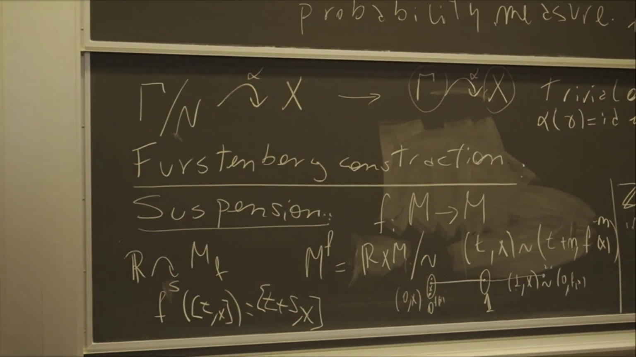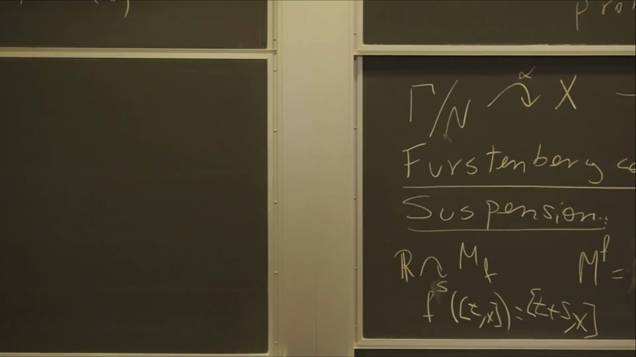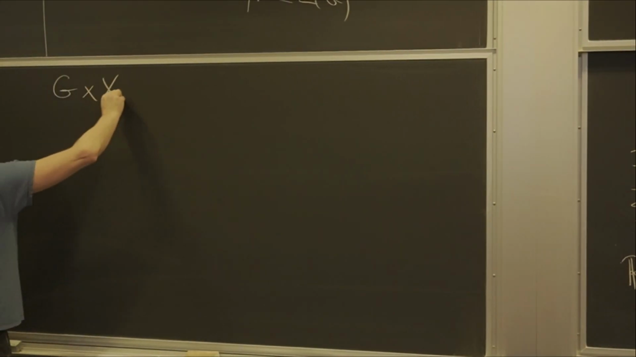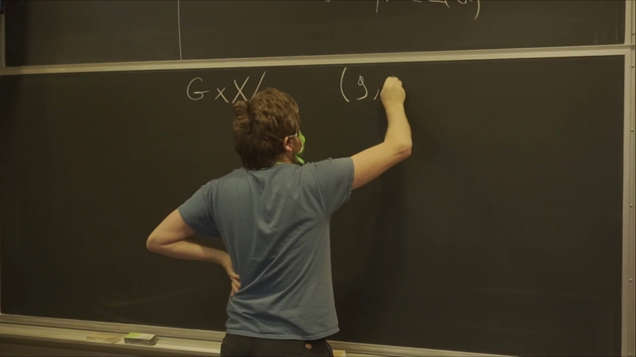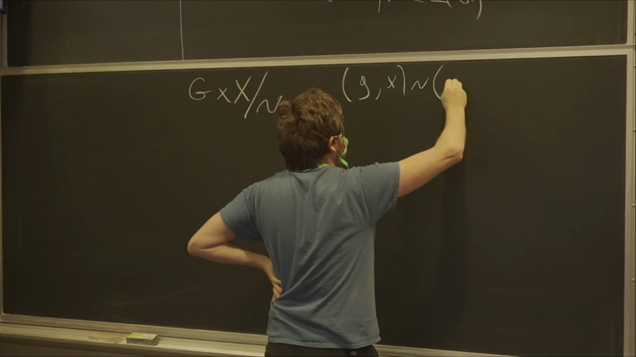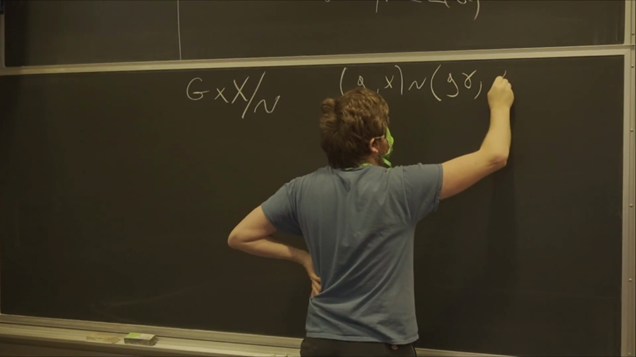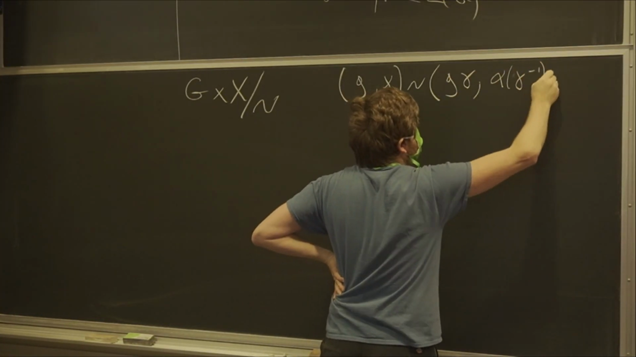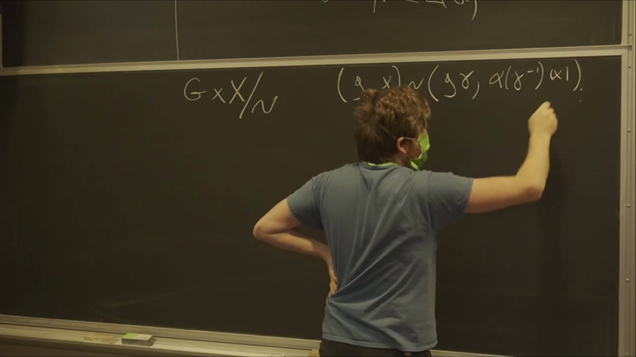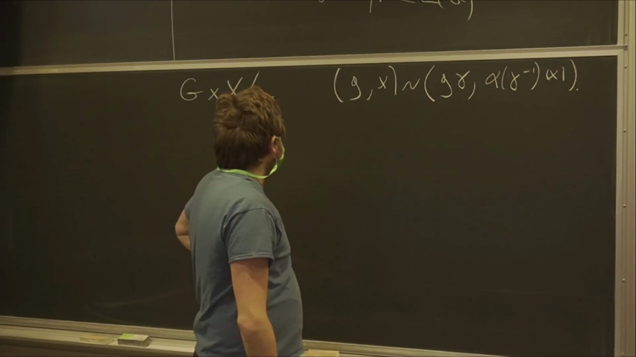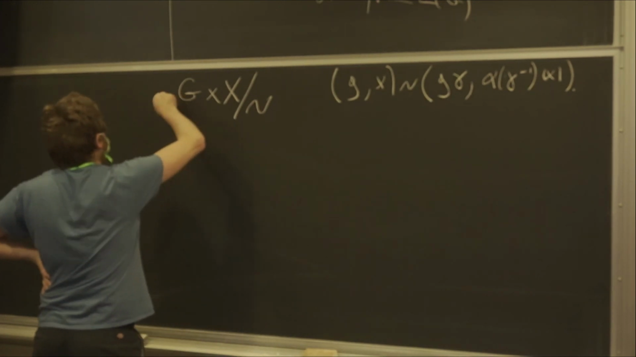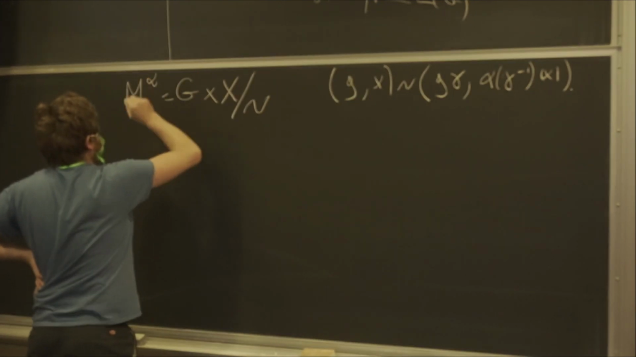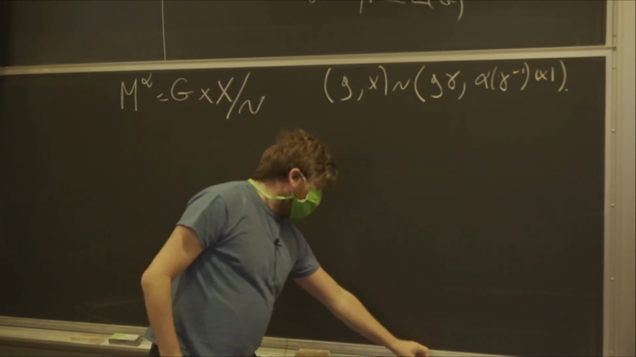So we define G times X under the relation where (g, x) is related to (g gamma, alpha(gamma^{-1}) applied to x). So that's the relation. We call this space M_alpha, or X_alpha.